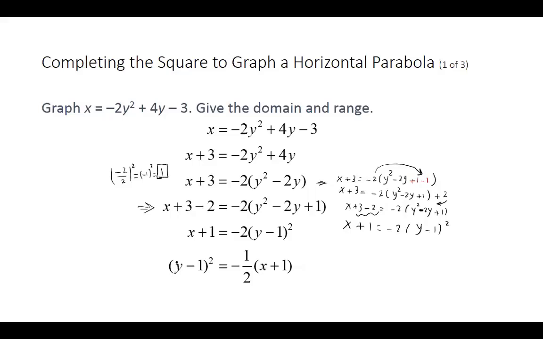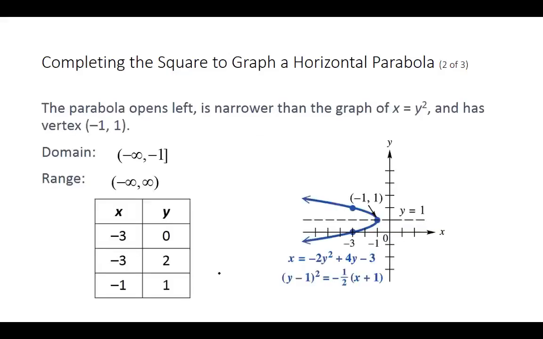Therefore, y minus 1 squared is equal to -1/2 times x plus 1. You can divide both sides by -2, so that becomes -1/2 on the other side. The parabola opens to the left, is narrower than the graph of x equal to y squared, and has the vertex of -1 and 1. You can graph that now. And the domain should be obvious.